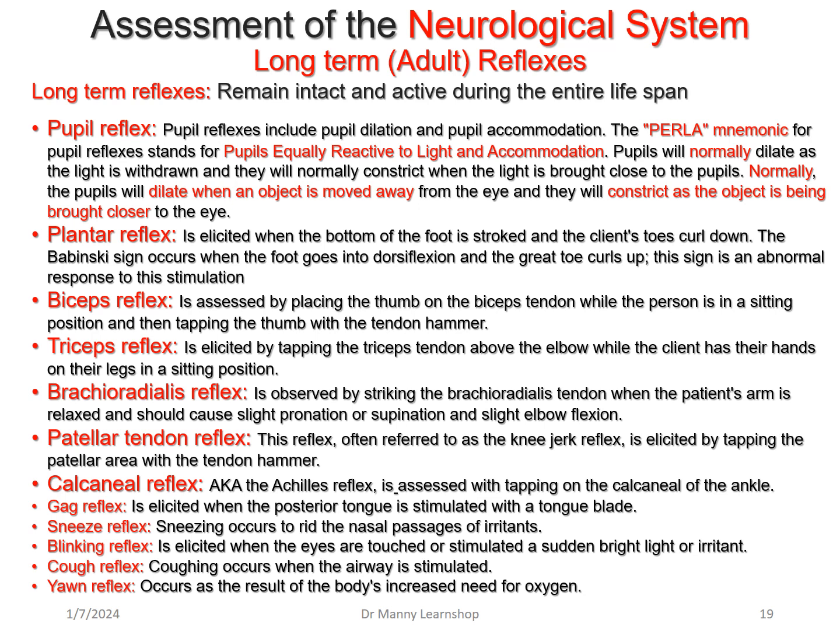Assessment of the neurological system. You've got a number of different reflexes, which again, for example, include the pupil reflex, the plantar reflex, the biceps reflex, the triceps reflex, the brachioradialis reflex, the patellar tendon reflex, and the calcaneal reflex. Other reflexes that I've included down there could include the gag, sneeze, blinking, cough, and yawn reflex, which you can review at your leisure.